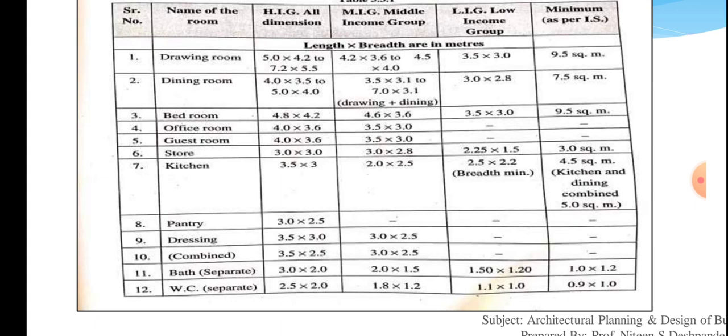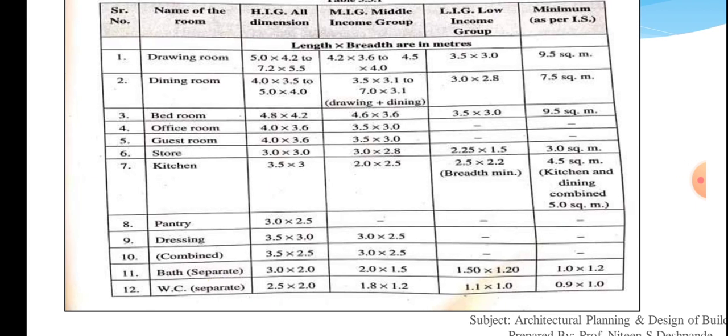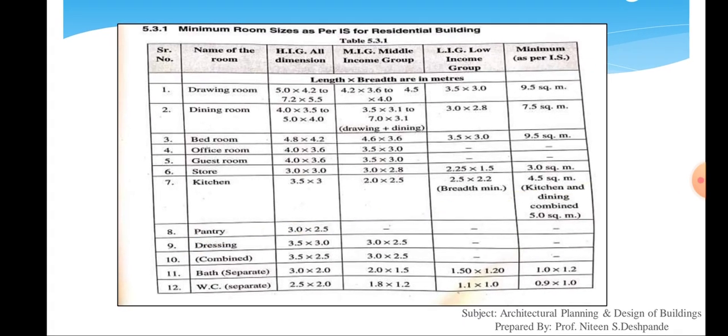Similarly for water closets, if it is provided separately, for higher income groups it should have a size of 2.5 by 2, middle income group it should have a size of 1.8 by 1.2, for lower income group it should have a size of 1.1 by 1, and as per Indian standards the minimum size for water closet should be 0.9 by 1.